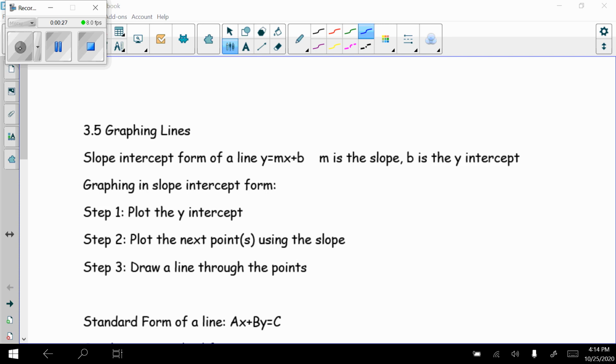y equals mx plus b, where m is your slope, b is the y-intercept. And remember that y-intercept, this is where the graph crosses the y-axis. So this is where your graph crosses the y-axis.